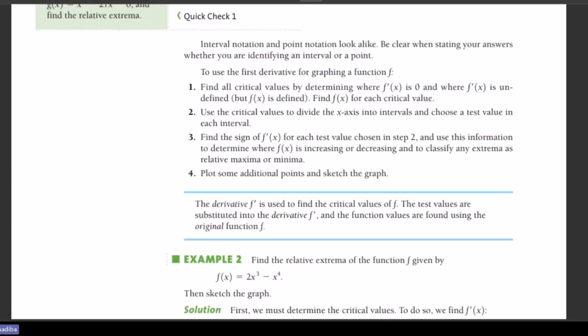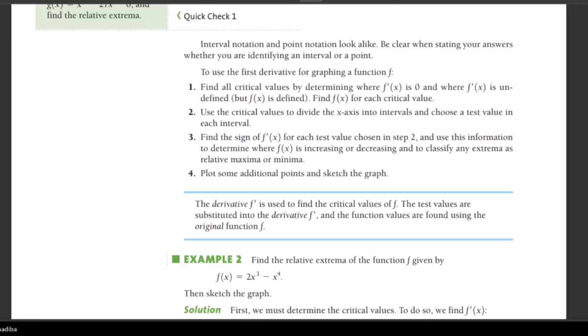Anyone, what is the number that you chose between positive 3/2 and positive infinity? I choose 2, sir. You chose 2, Puti. Okay, if you chose 2, now let's see. The first derivative of 2 is 6 times 2 squared minus 4 times 2 to the power 3. This is 6 times 4 is 24, minus 2 to the power 3 is 8, 8 times 4 is 32. Now, 24 minus 32.